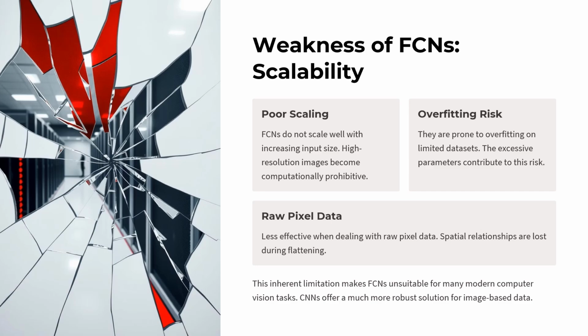Due to these limitations, FCNs are not ideal for modern computer vision tasks. Convolutional neural networks are better alternatives as they preserve spatial features and scale better with input size.